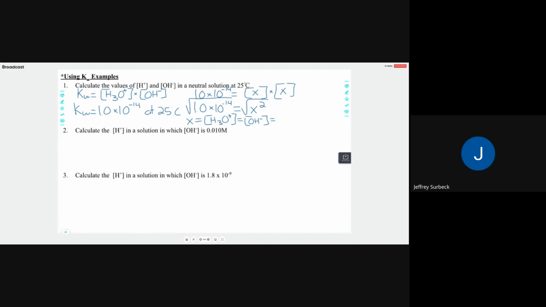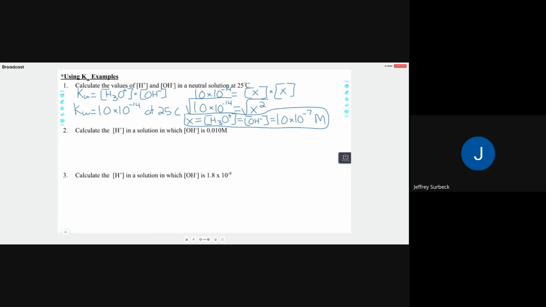1 times 10 to the negative 7. Very good. Now, 1 times 10 to the negative 7th, because they're in brackets, we could go one step further and we could say, hey, that's molarity. That's our concentration there. All right? Now, I just want you to think about this. And this is how we're going to do the last two problems and end the day here.